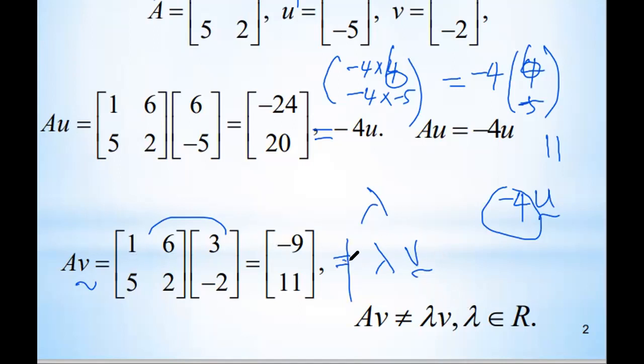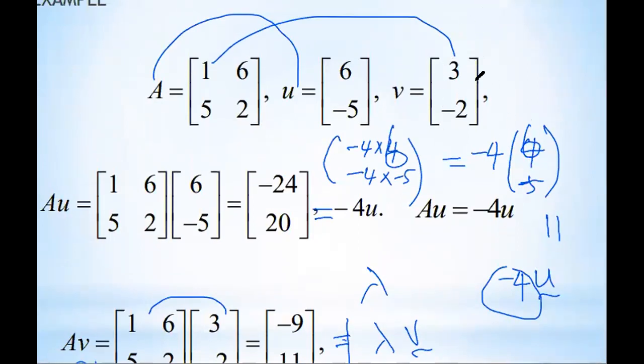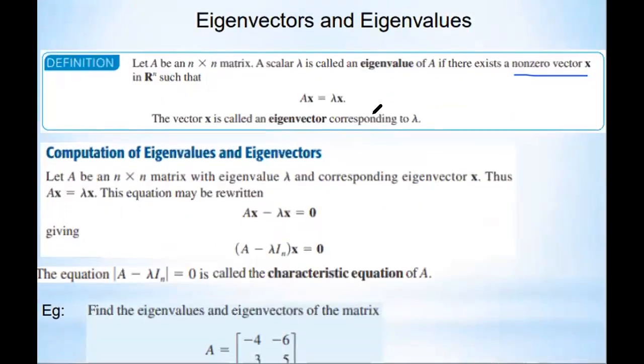So for this vector, you are unable to find an eigenvalue. But for this one, you can find an eigenvalue. The eigenvalue is this one. Minus one is the eigenvalue for this, but you cannot find an eigenvalue for this column vector, right? All right.